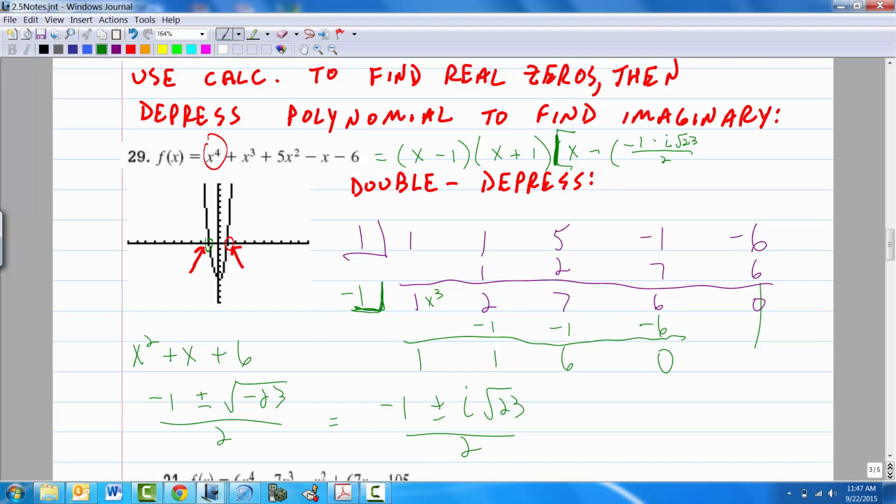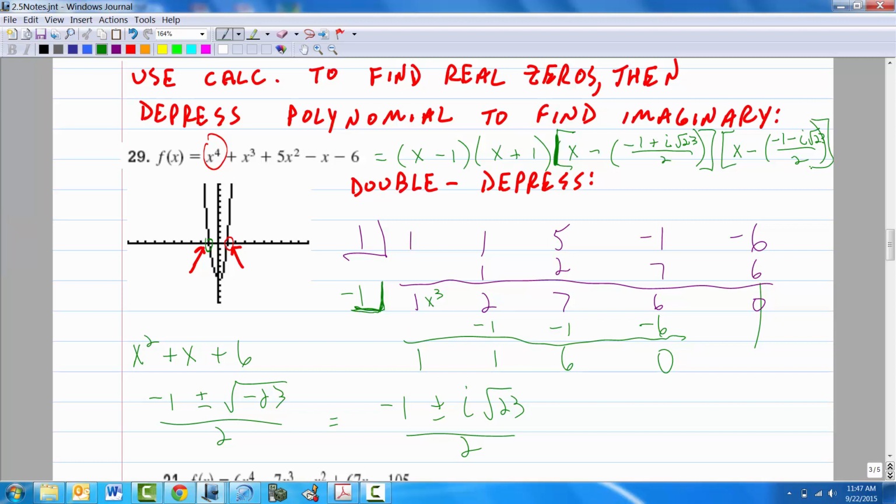And then x minus negative 1 minus i root 23 all over 2. Okay? And then I think the book does something weird. If I remember the back of the book, they do something that's wrong.